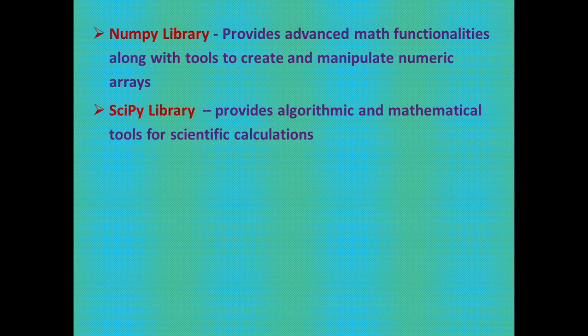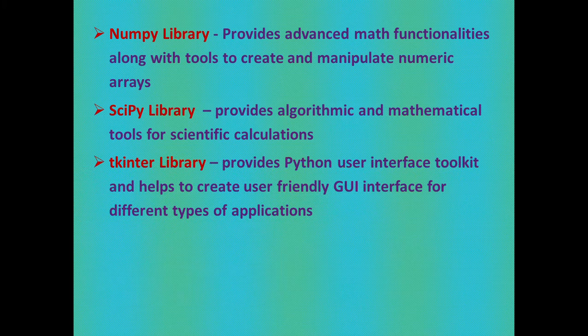And the next one is SciPy, that is based on scientific calculations. So this library provides many algorithmic and mathematical tools for scientific calculations mainly or mostly used in research. The next is the tkinter library. This helps us to produce GUI interface, that is graphical user interface for different types of applications. So with this tkinter library, we can create our own GUI interface.